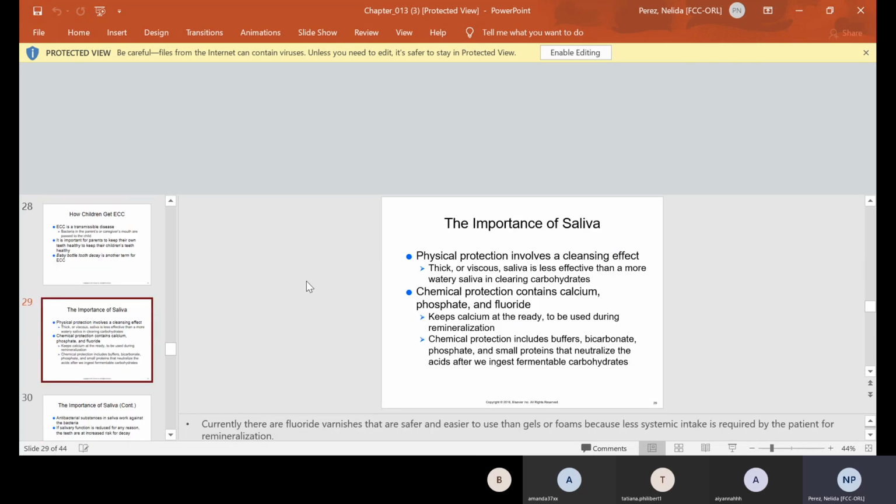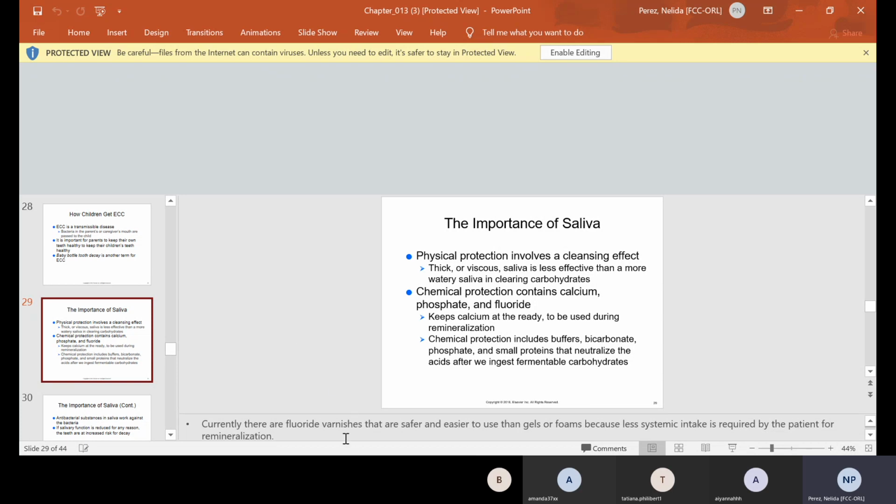The importance of saliva. Physical protection involves a cleansing effect. Thick or viscous saliva is less effective than a more watery saliva in clearing carbohydrates. Chemical protection contains calcium, phosphate, and fluoride. It keeps calcium at the ready to be used during remineralization, and chemical protection includes buffers, bicarbonate, phosphate, and small proteins that neutralize the acids after we ingest fermentable carbohydrates.